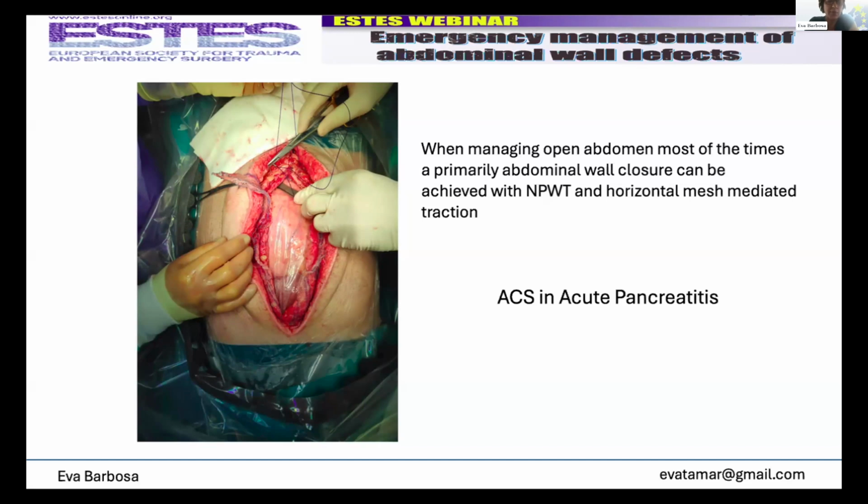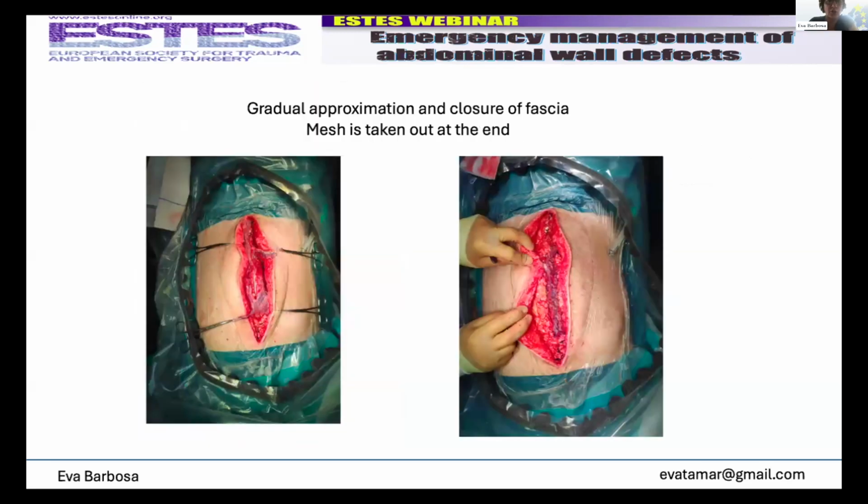And we apply a mesh that is sutured to the aponeurosis, and we start traction early, not at the first abdominal wall visit, but very early we start doing the traction. And now you can see that we're going to close the fascia in a timely manner, maybe not all at once, but going piece by piece to achieve final closure. This is how it works: gradual approximation and closure of the fascia, and then at the end, the mesh is taken out, and then we just close the skin.